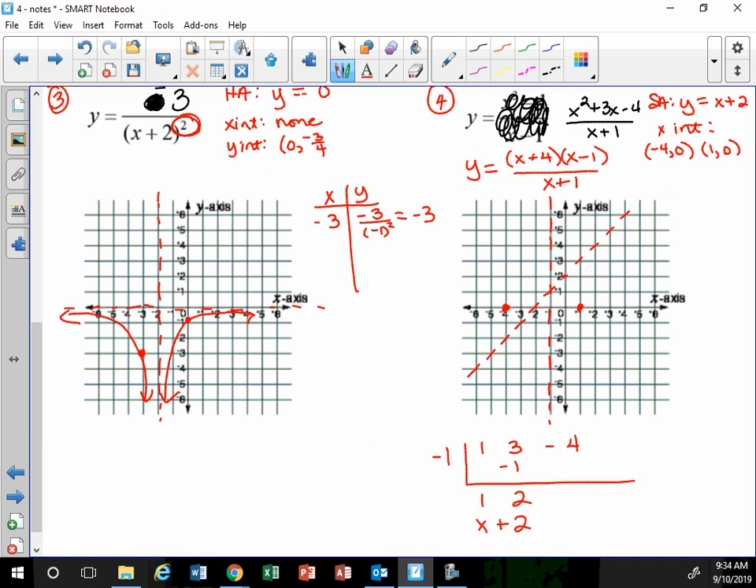And then let's find our y-intercept. If x is 0, all the stuff with x's is gone. What is left as my answer? -4, good.